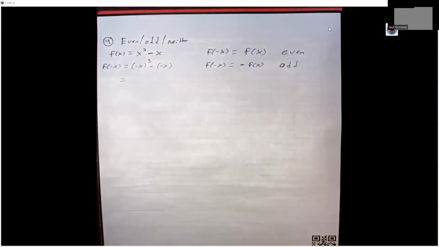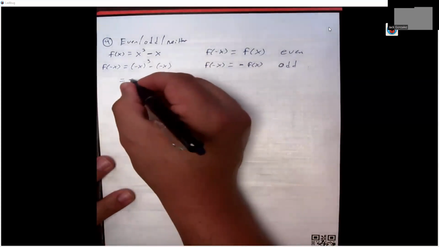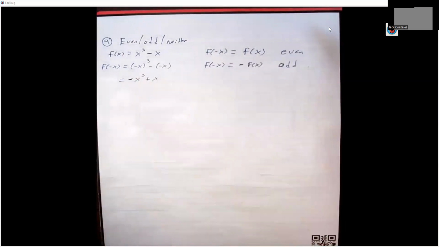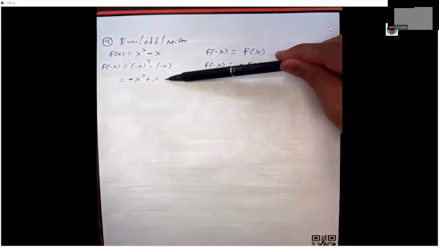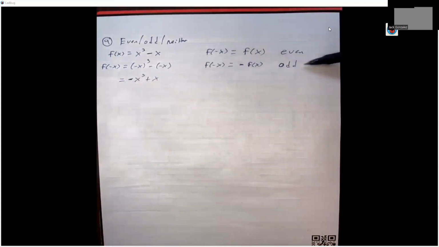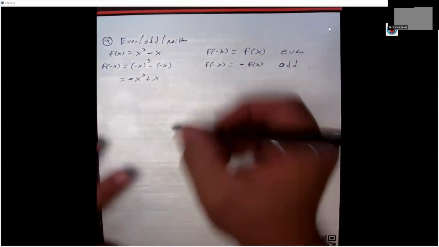Right, so that's how you show it. If you cube a negative, it stays negative. Negative, negative makes it positive. Do you agree that this is the opposite sign than the original? They're completely swapped, so that is the odd definition. If they swap completely, this is odd.